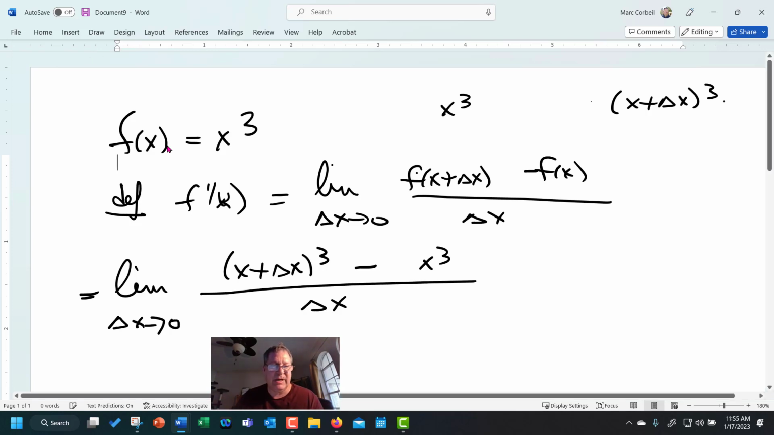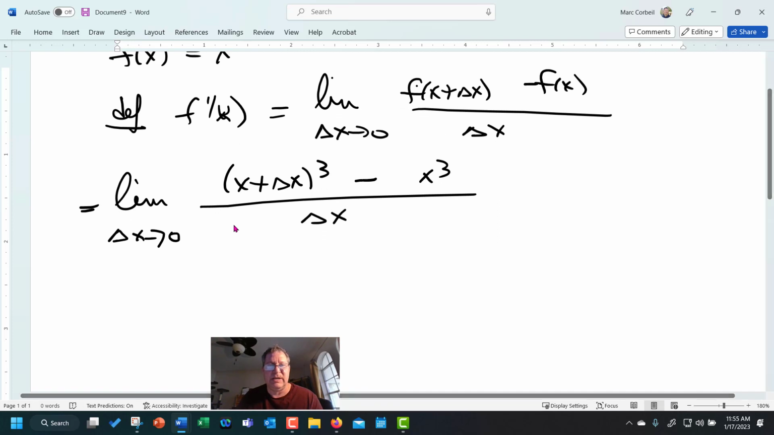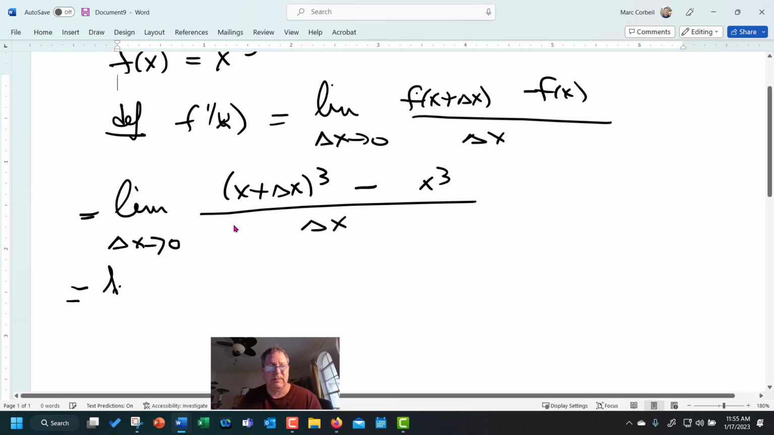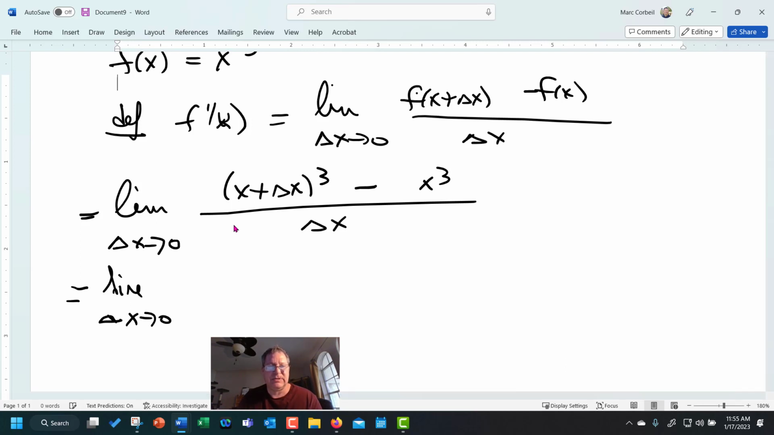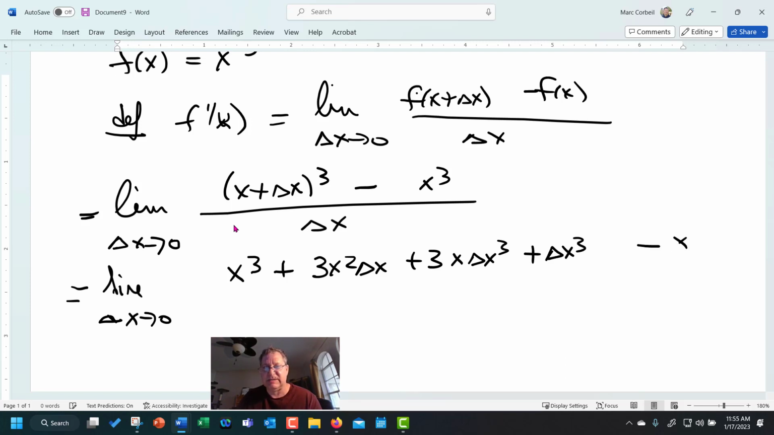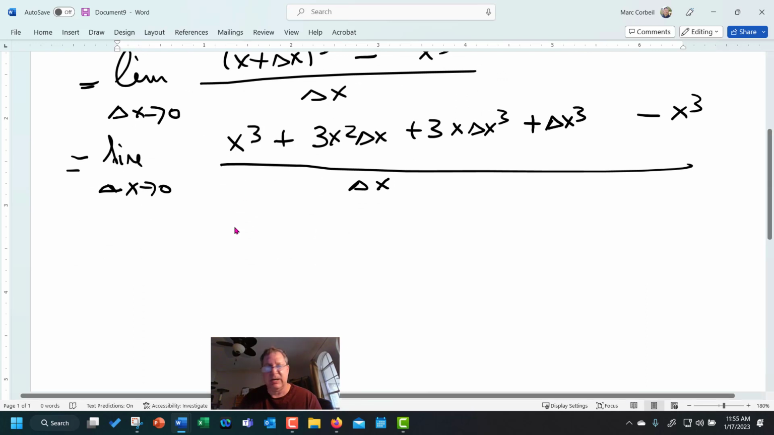If you're noticing a pattern here, every time we do this, we end up removing the entire f of x part. It gets eliminated. So that's kind of a hint. That's going to happen every time. So delta x goes to 0. So we're going to do this expansion: x cubed plus 3x squared delta x plus 3x delta x squared plus delta x cubed, minus x cubed. So our expansion is large, but we can do it.